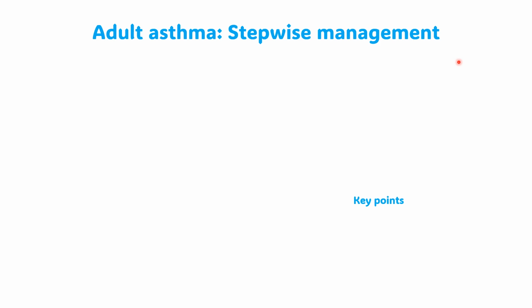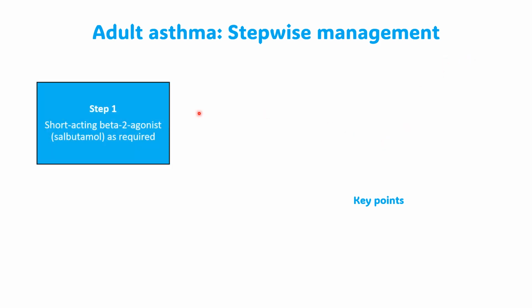Okay, so now let's talk about the stepwise management of asthma. Remember, it's also important to consider patients' smoking status, their weight, and mental health, particularly for signs of depression, which is common in asthma. It's always important to take this biopsychosocial approach. Okay, so step one, you can give the patient a short-acting beta-2 agonist, salbutamol, and this is the blue inhaler, typically, and they can use this when required to relieve their symptoms.